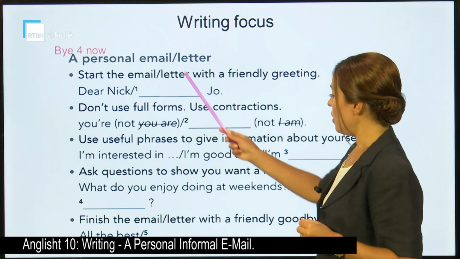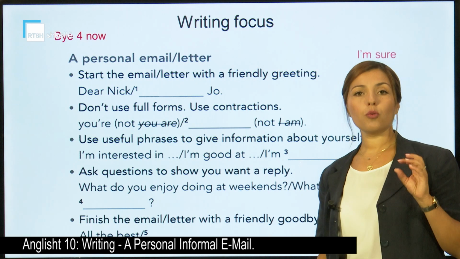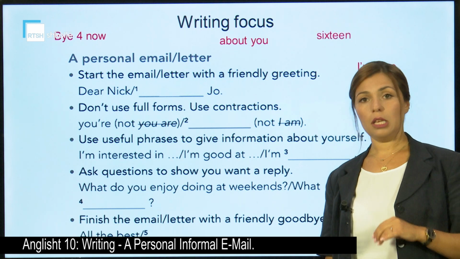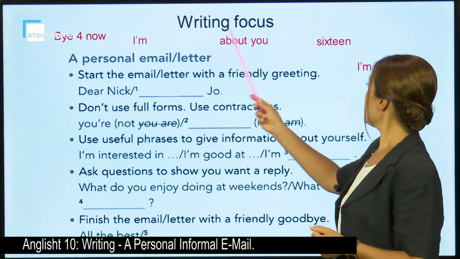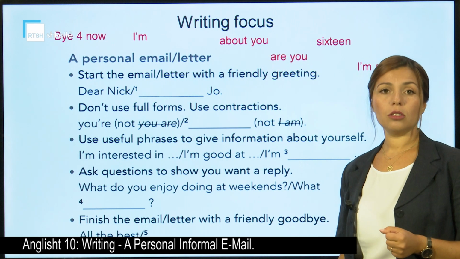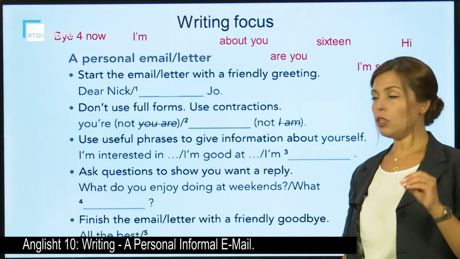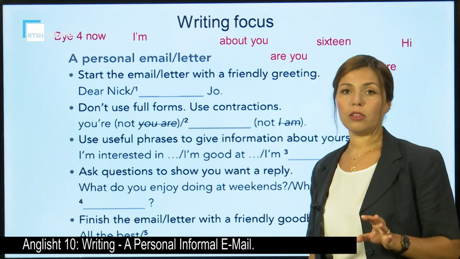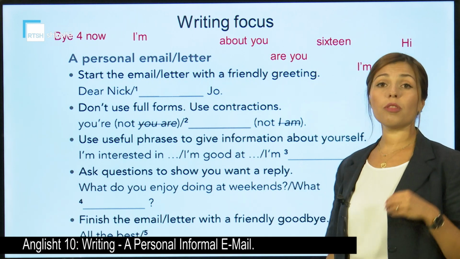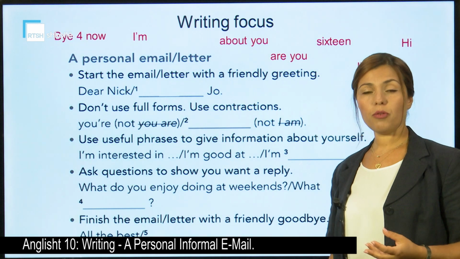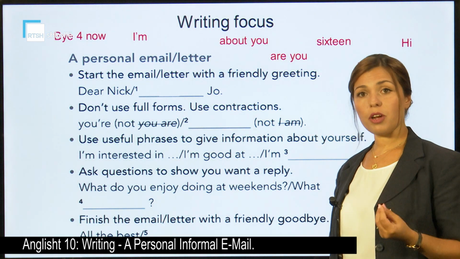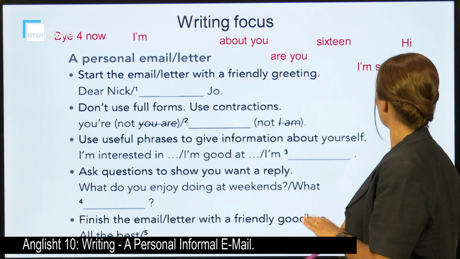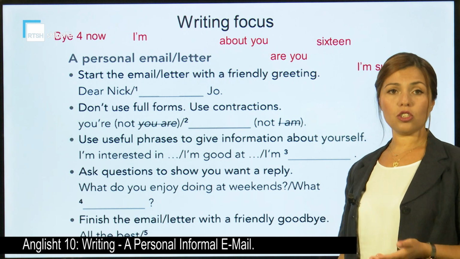Now, this is a structure of what to keep in mind when writing an email, an informal email to a friend. We have some of the words that you need to use, and then this is what you should keep in mind. So, a personal email or letter. Start the email, of course, with a friendly greeting. You have to be friendly. You have to be in a very friendly way. You have to speak. Dear Nick, or what can you say from those? Or you can say, Hi Joe.